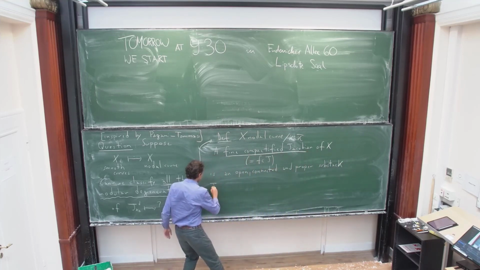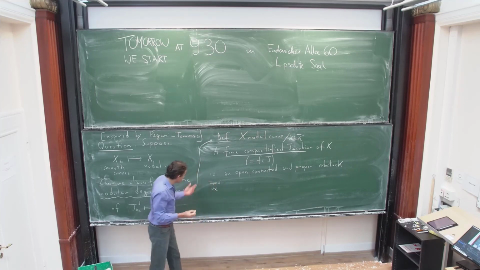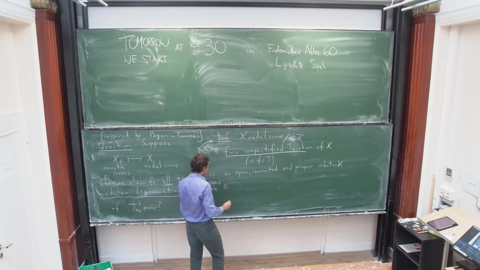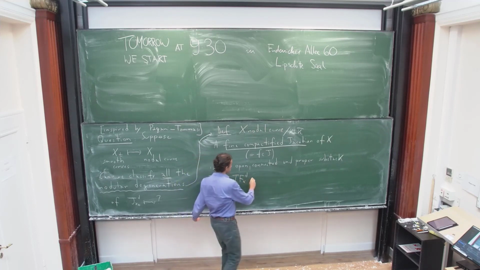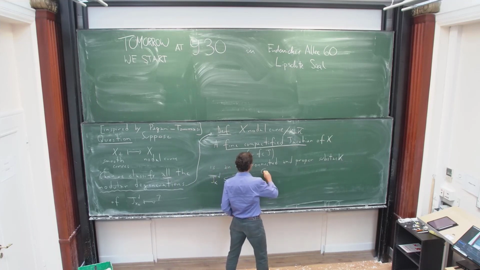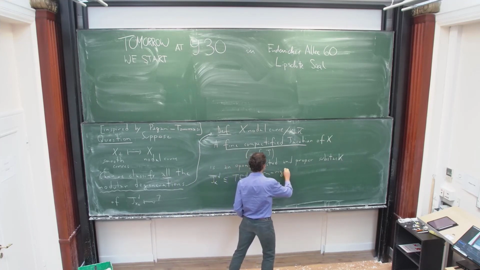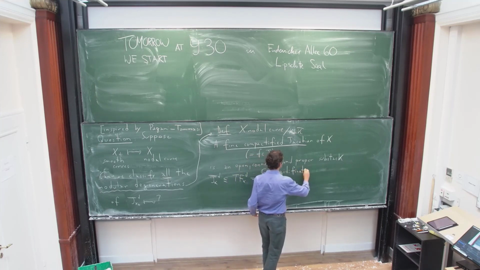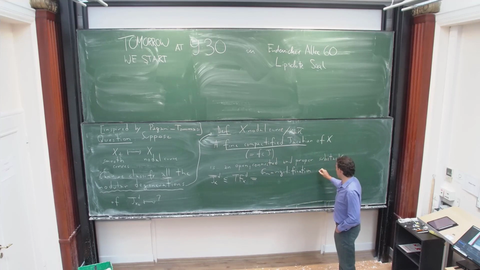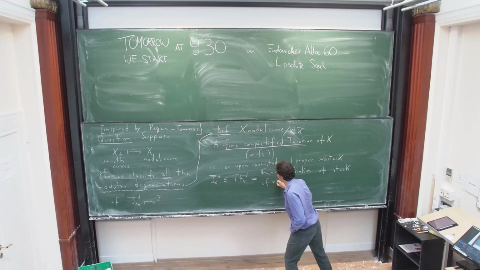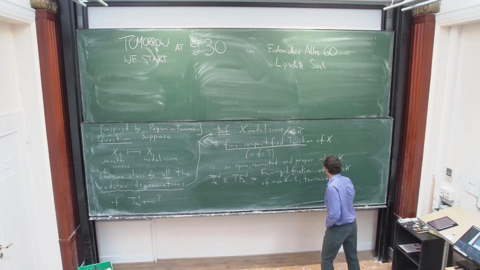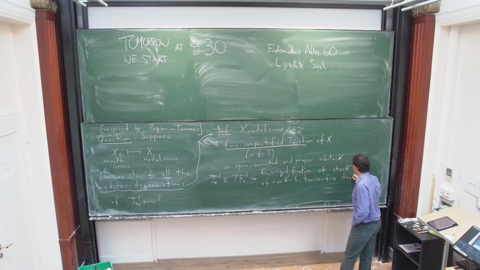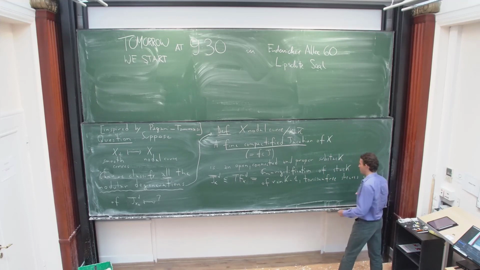So I'll denote this by something like this, of the following stack. So this is the G_m rigidification of the stack of rank 1 torsion-free sheaves on X of degree d.